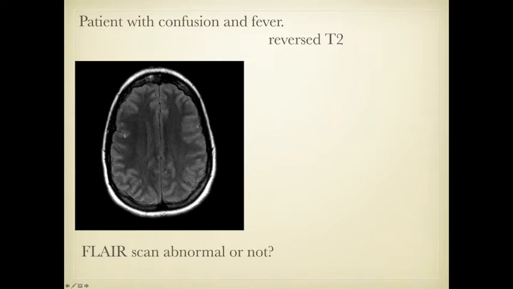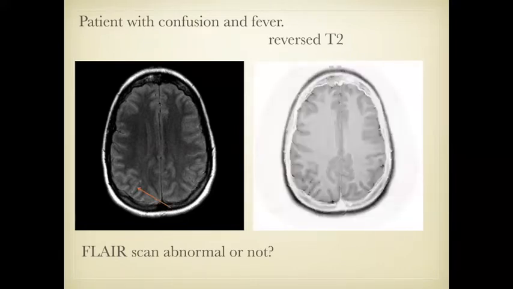You'll notice that there is suppression in a sulcus here, but not here, not here, not here, not here. How can I be sure that this FLAIR is abnormal? One thing I find helpful is to look at the T2 weighted scan, but not in its usual display, but in a reversed view, which can be done if you're using PACS. You reverse the imaging. It's one of the options, usually in the PACS menu, invert image or something of the like.